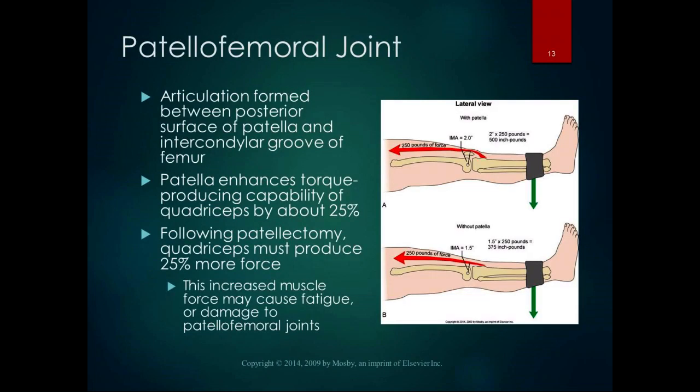So the patellofemoral joint is the other joint of the knee. It's the articulation formed between the posterior surface of the patella and the intercondylar groove of the femur. The patella enhances the torque-producing capability of the quadriceps by about 25% by increasing the moment arm. So after a patellectomy, where you have your patella removed, the quadriceps are at a disadvantage. They have to produce 25% more force in order to get the same motion. The increased muscle force can cause fatigue and also damage to the joints.